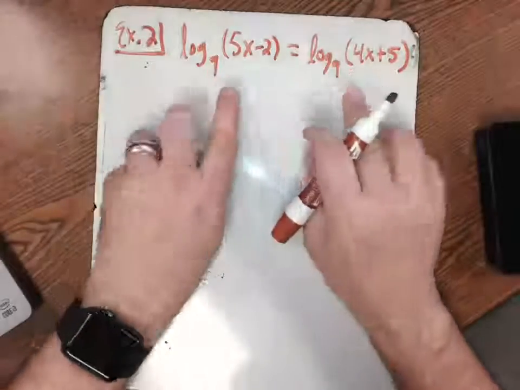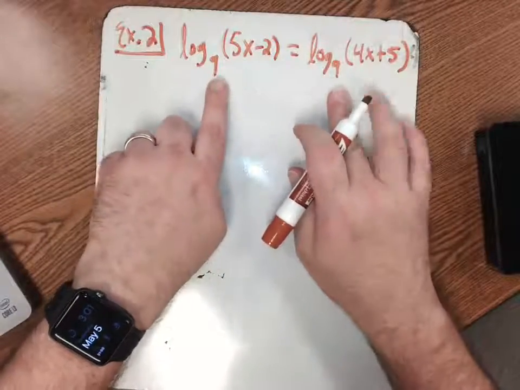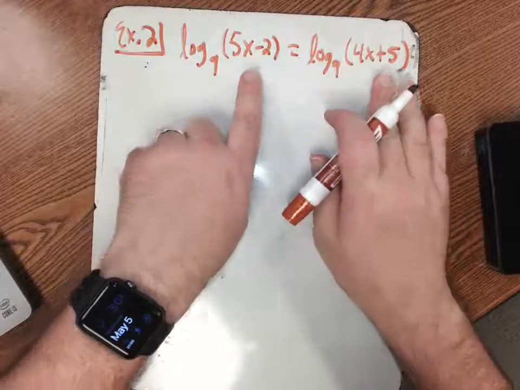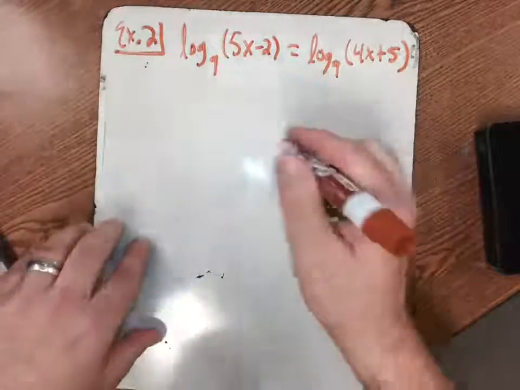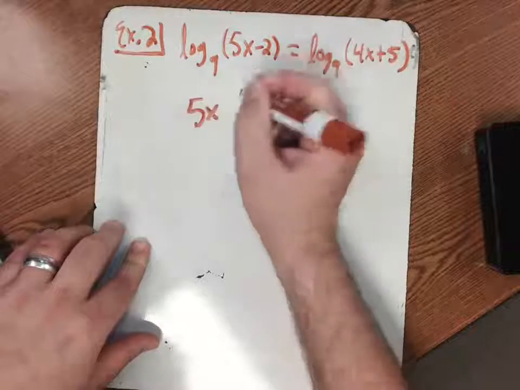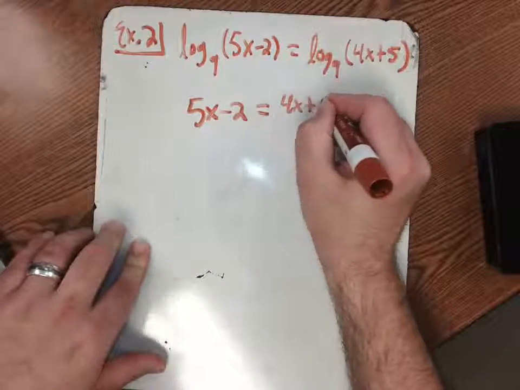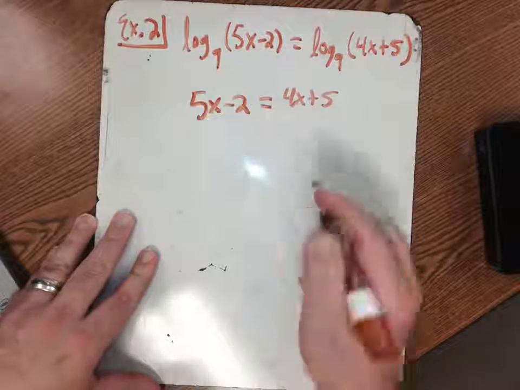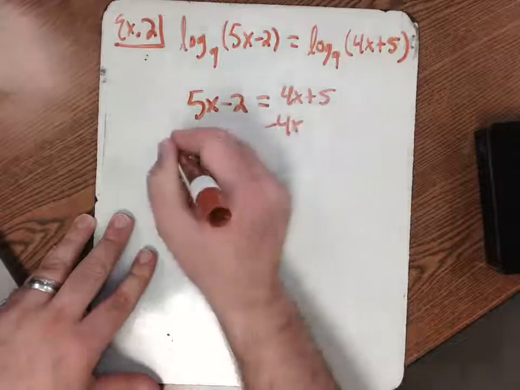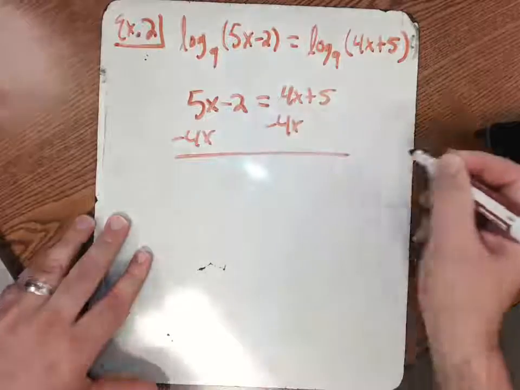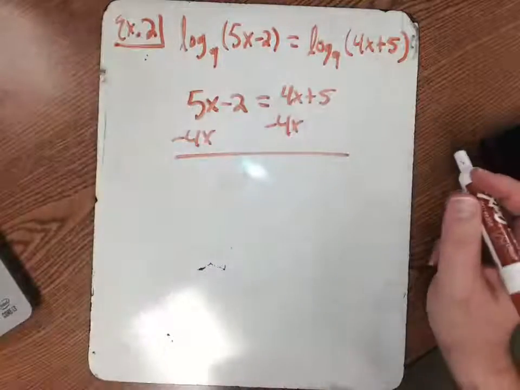Once again, I've got two logs that are equal to each other. The bases are the same. So I can set the two parentheses equal to each other. 5x minus 2 equals 4x plus 5. From here, I am going to subtract 4x. Remember, that's just a personal preference. You can cancel any of these 4 terms that you want.